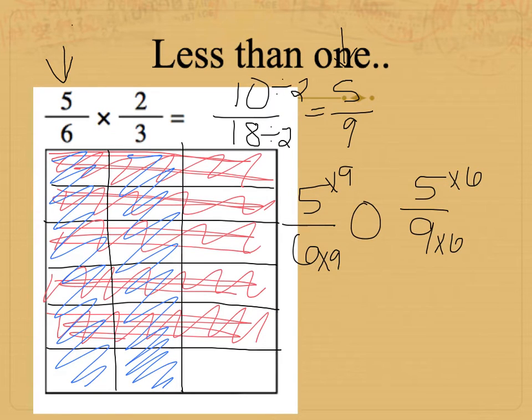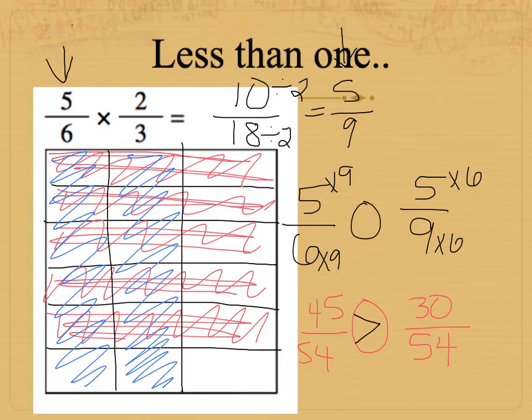So my equivalent fraction, 6 times 9 is 54. 5 times 9 is 45. 5 times 6 is 30. And 9 times 6 is 54. So I know that 45/54ths is greater than 30/54ths. So bringing it all the way back up here, 5/6 is going to be greater than 5/9.